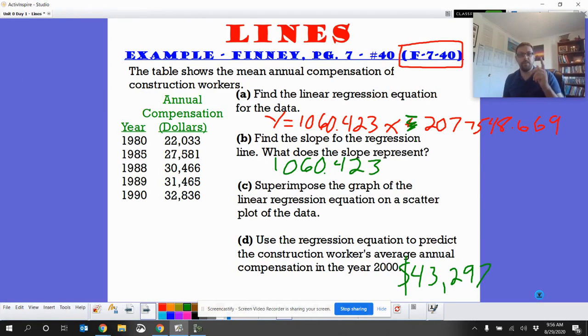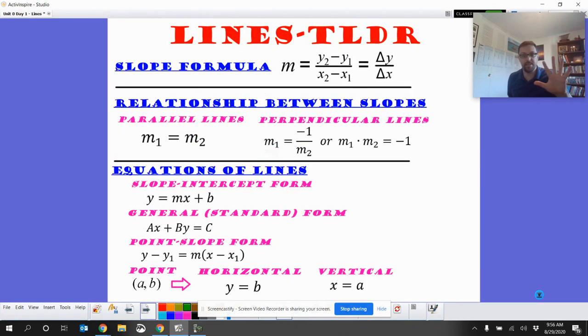Cool. So that is it for today. I'm always going to end with a slide like this. This is the TLDR version of everything that we talked about today. Things that we talked about in this video were the slope formula, parallel and perpendicular lines, and then the different ways that you can look at the equation of a line. You can use slope-intercept form, general form, point-slope form, vertical and horizontal, all that jazz.